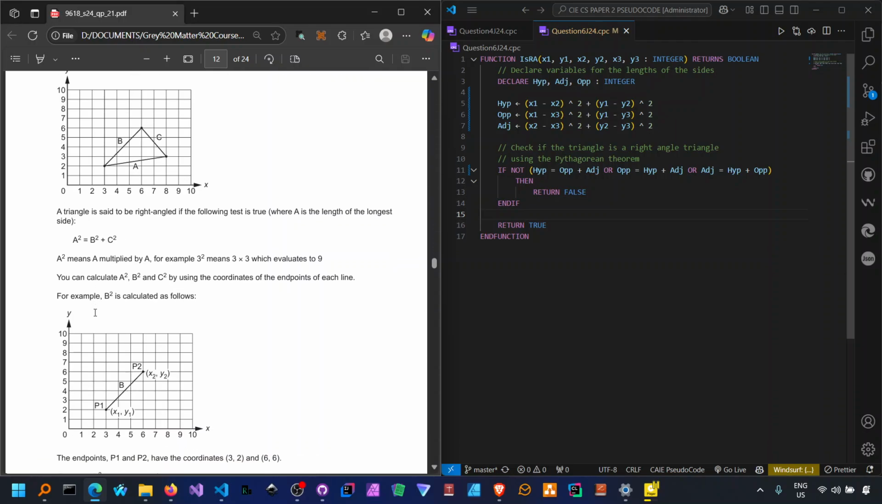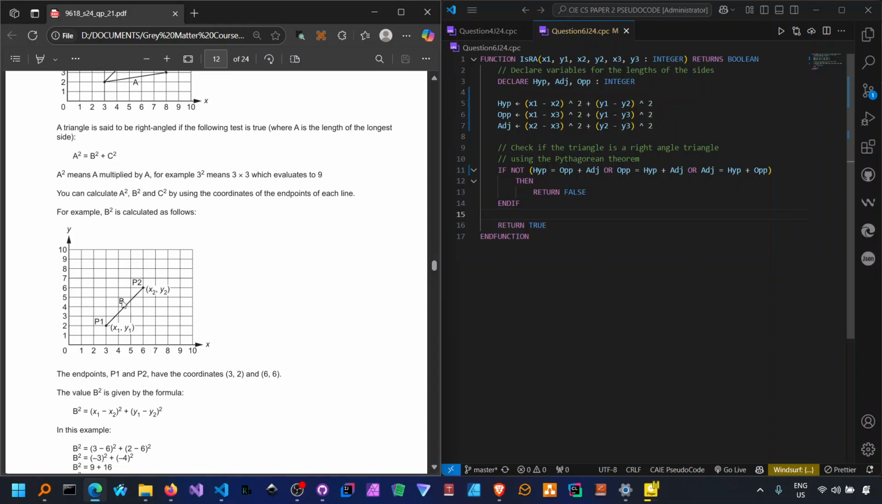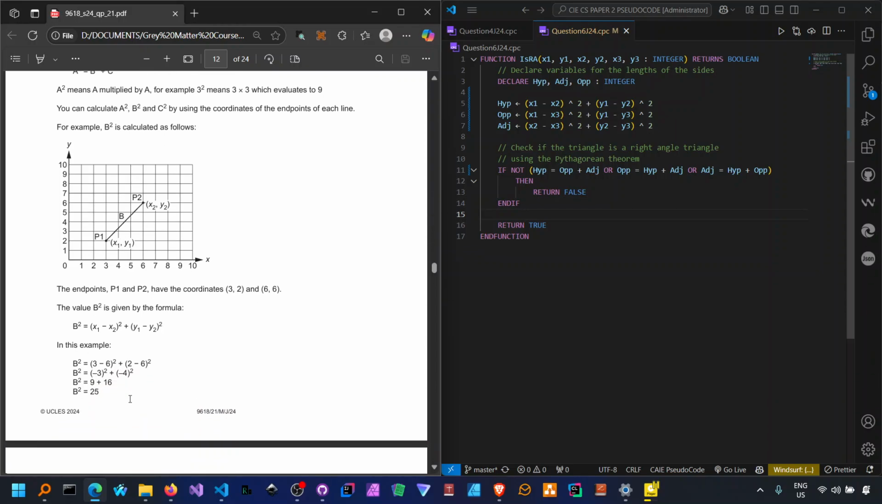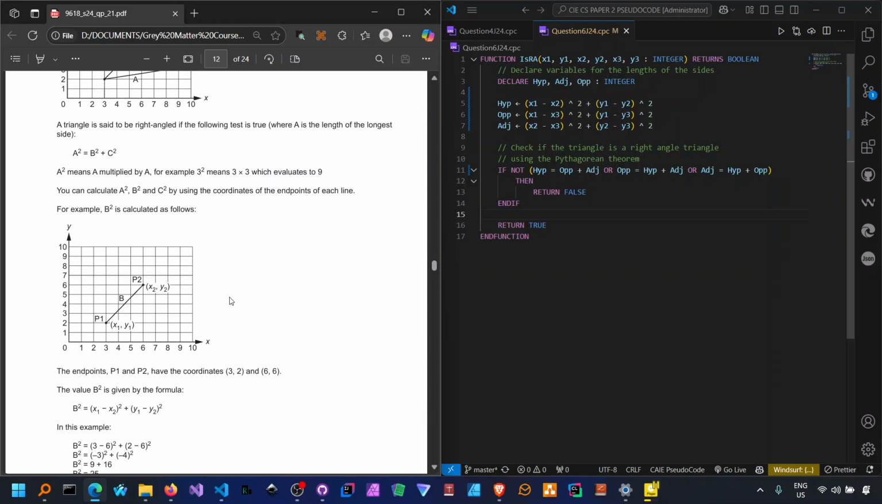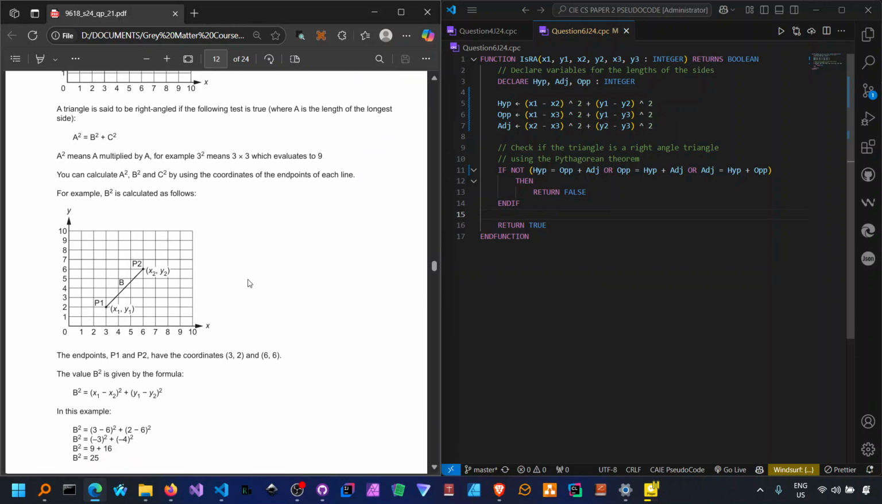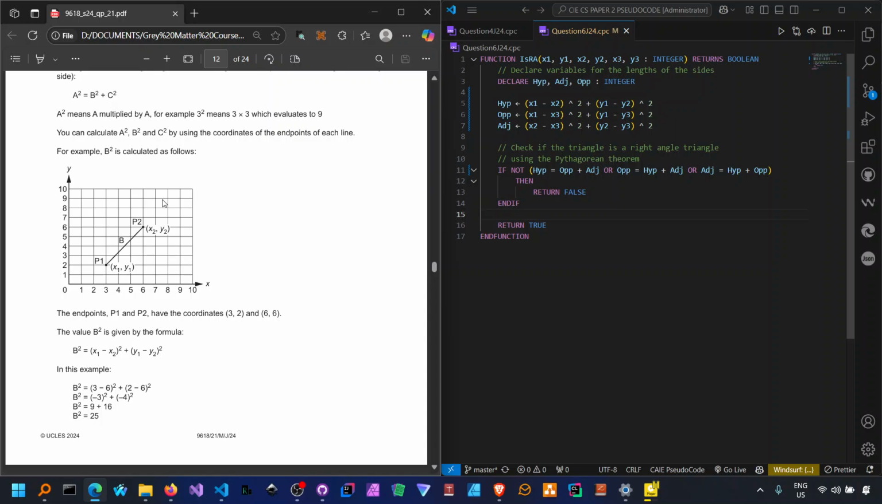So they go on to explain with an example right here. Immediately you should be able to identify that this is the Pythagorean theorem in action. That's what they're talking about here. So I'm not really going to read everything here because they're just referring to the Pythagorean theorem just in case you might have forgotten.